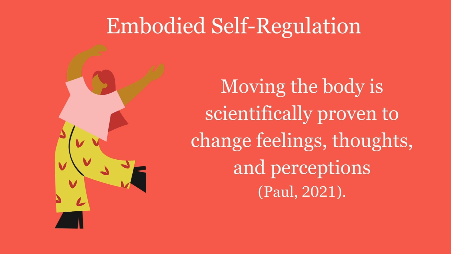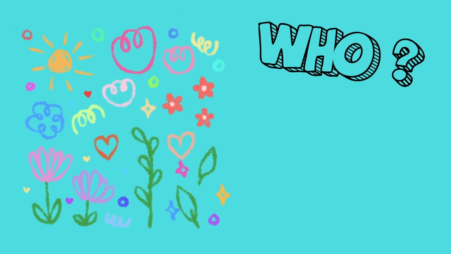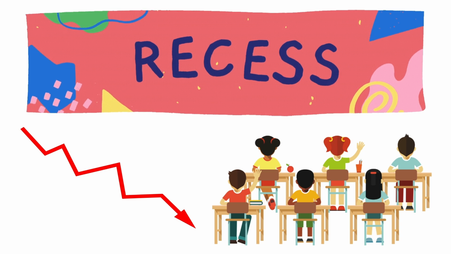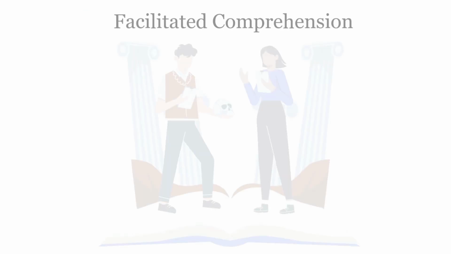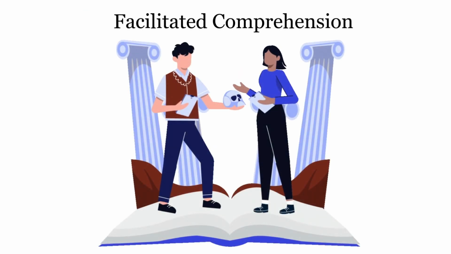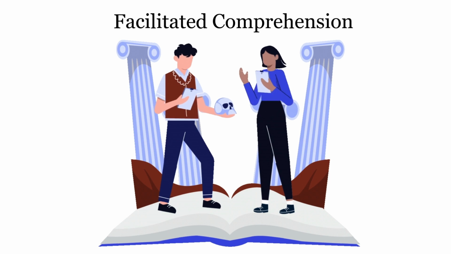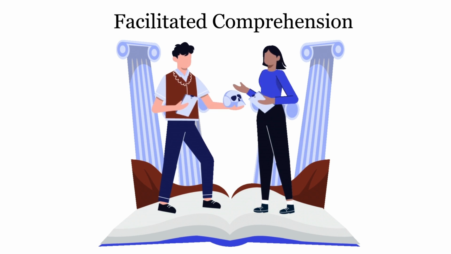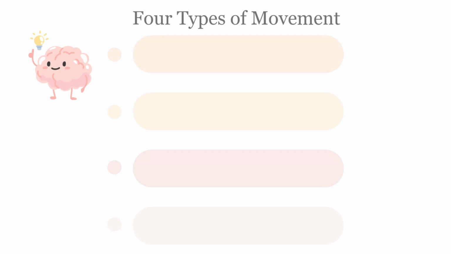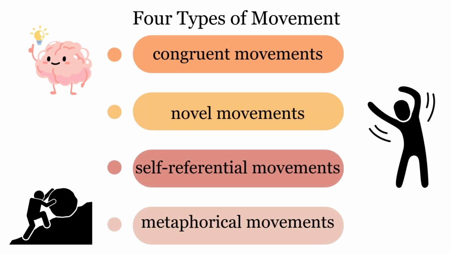Included in embodied self-regulation is fidgeting and doodling. 6. Making recess a mainstay for all learning programs. Ability to concentrate declines with too much seat time. 7. Encouraging learners to use facilitated comprehension, which includes using the body to act out a story or understand key concepts. 8. Creating sessions using the 4 types of movement.